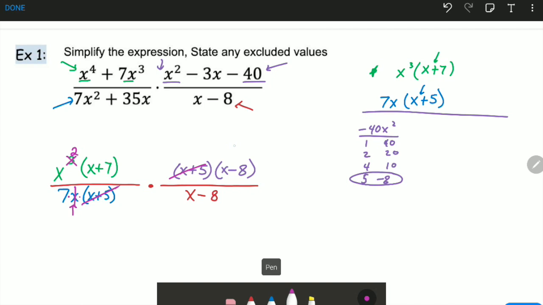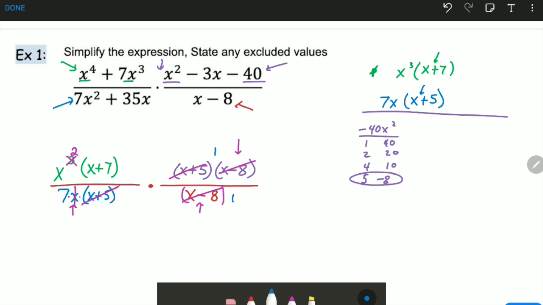We have one more factor to check, that x minus 8s. Are there any x minus 8s in the bottom? Well, yes, there is. X minus 8 right here is all one factor. So they will cancel out. So on this right fraction, we essentially just have 1 over 1 because everything's canceled out.